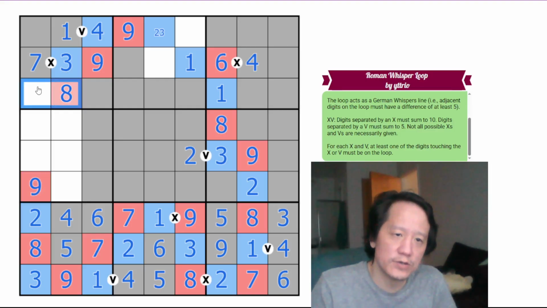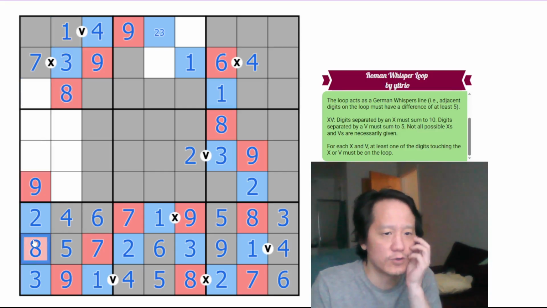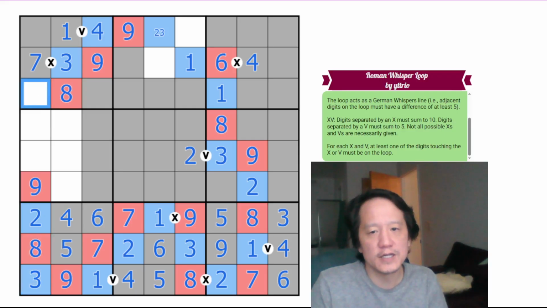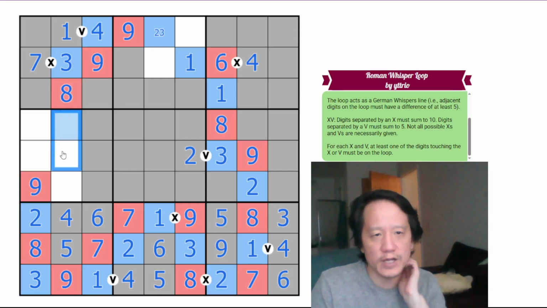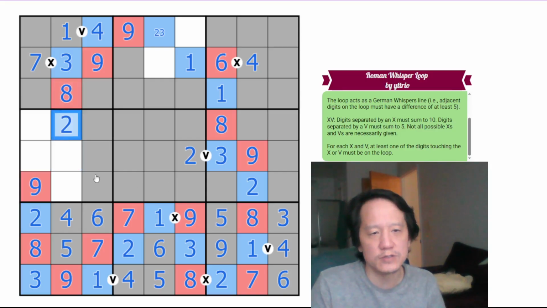Can this go here? If it goes here, this would have to be a 4 because it can't be 1, 2, or 3. So this cannot be on the loop. It must go this way. And it cannot be 1, cannot be 3. It's next to an 8, so therefore it's guaranteed to be a 2. One of these is on the loop, and it could connect here, I guess, too. We don't know.